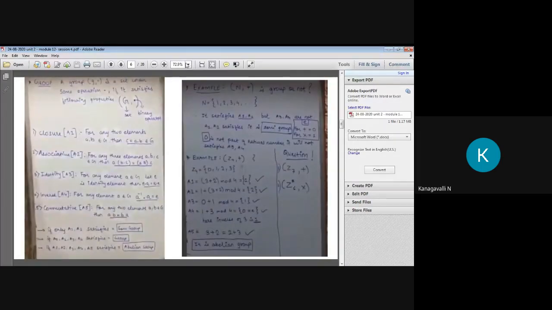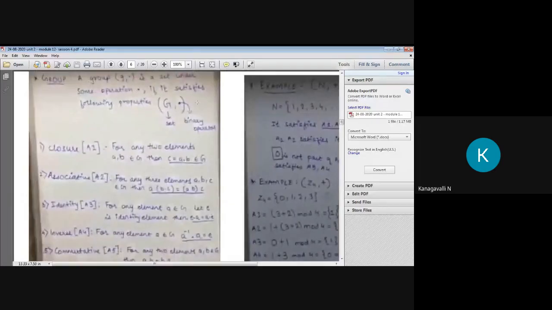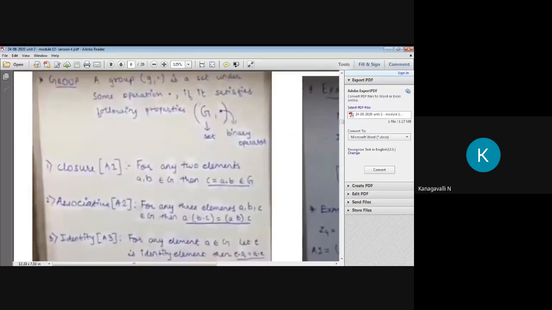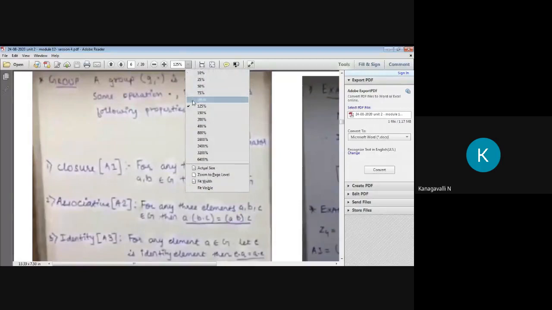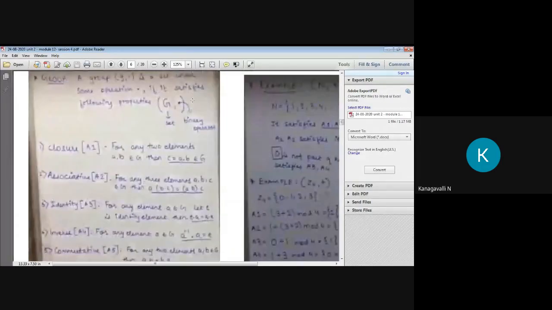See clearly, a group, see the first on your left side, just on the screen. So a group G, then dot, is a set under some operation, right? Set under some operation, if it satisfies the following properties. I'm just summarizing the previous thing here. G is our group, so again we call it a set, right? Dot is the binary operator.